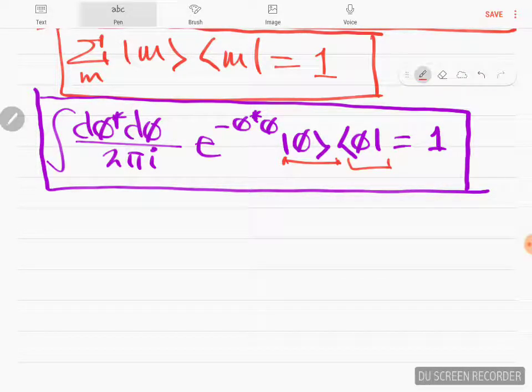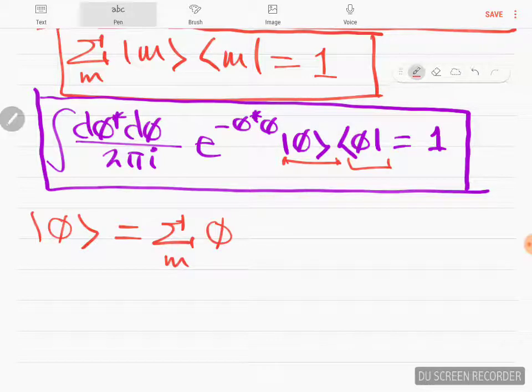So then let's do the following. The coherent state phi can be expanded as the summation over m of some eigenvalue phi of this, which is an eigenvalue of the coherent state, which as such is an eigenstate of the destruction operator, as we just saw a little bit earlier, that the definition of a coherent state complies with this expression.